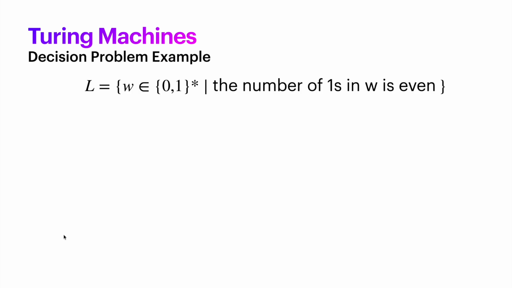Let's illustrate all this in an example. Let L denote a language that contains all the words in {0,1}* that have an even number of ones in it. So how can we model this with a Turing machine?